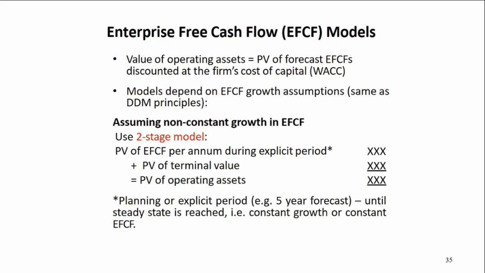Once we have calculated the terminal value, we need to present value this terminal value, because the terminal value is representing the value of the future cash flows into infinity at some time in the future, but we want the value of the terminal value today. So we will present value the terminal value. Once we have determined the present value of the enterprise free cash flows per annum during the planning period, and we have determined the present value of the terminal value, the sum of these two items will give us the present value of the operating assets.